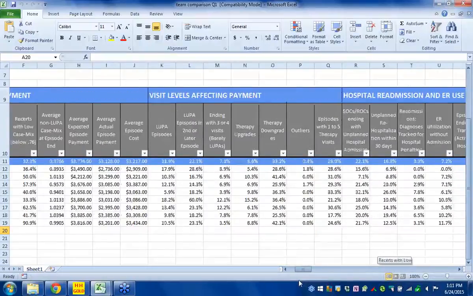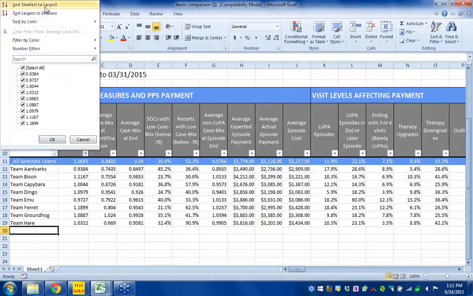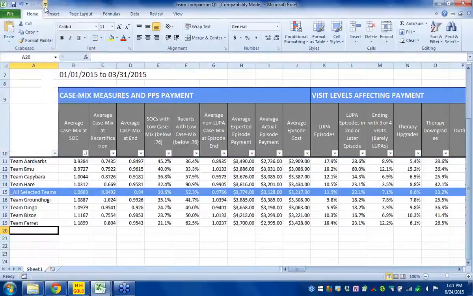We've also installed the ability to sort these very easily. So here, the blue line would obviously be the average for all the teams. But if you click on the little drop-down arrow, you can sort by smallest to largest or largest to smallest, depending on whether you're optimist or pessimist, I guess. But our average case mix being that 1.06, we got there because we had teams underperforming that level, as well as teams exceeding that level.